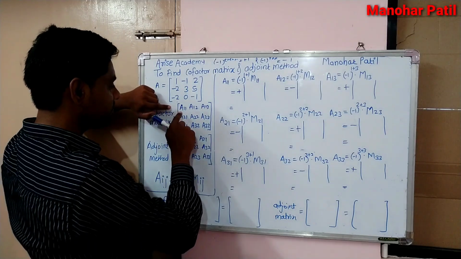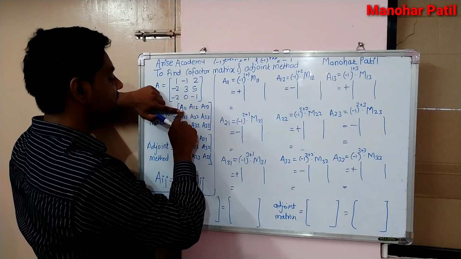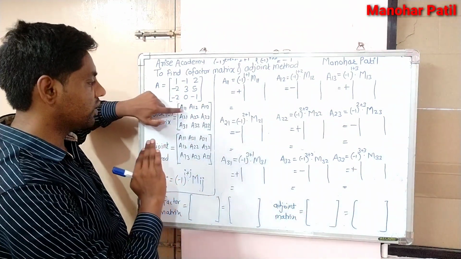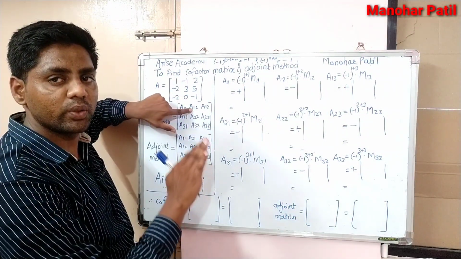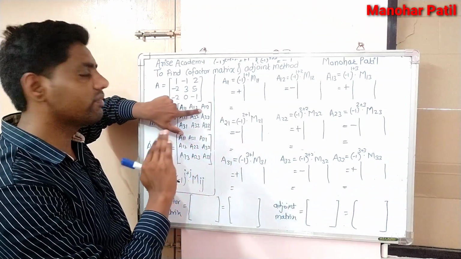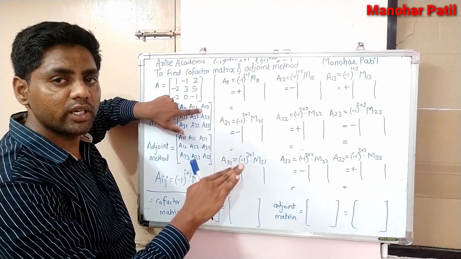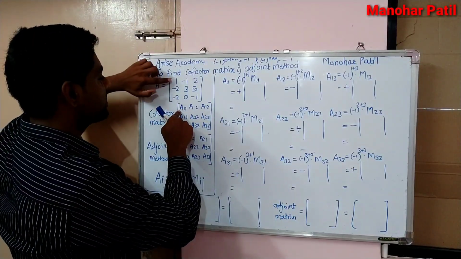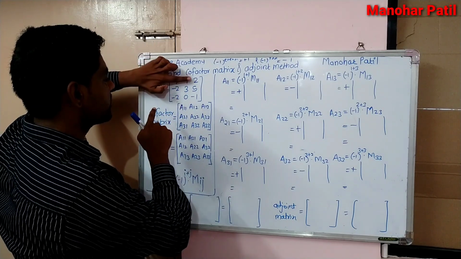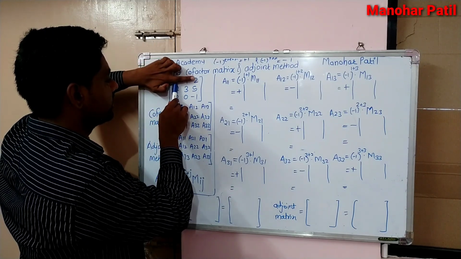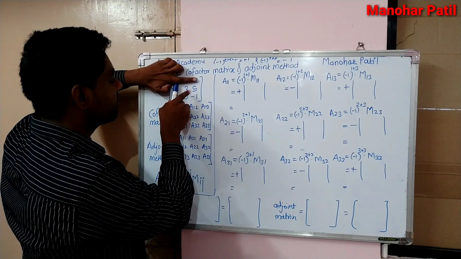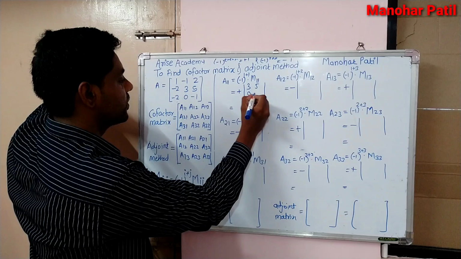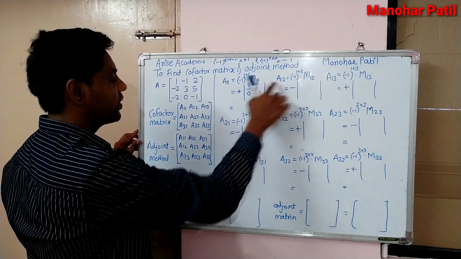First A11. A11 means this element present in the first row and first column. A12 means this element present in the first row, second column. A13 means this element present in the first row, third column. So first A11 means 1. So 1 is present in the first row and first column. So take the remaining 4 values: 3, 5, 0, -1.